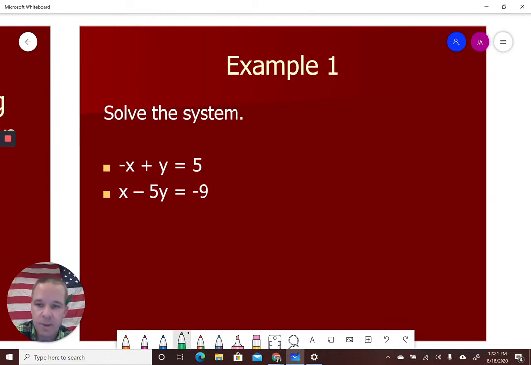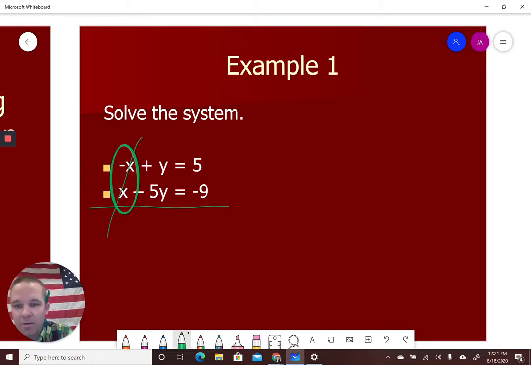So this first one here, let's dust the cobwebs off. We have negative x plus y equals 5 and x minus 5y equals negative 9. Now, I'm going to use elimination on this one because it's set up very nicely to do so. Now, with elimination, we're trying to eliminate one of the variables. So I'm going to take the negative x and the x. If you add those together, boom, gone.